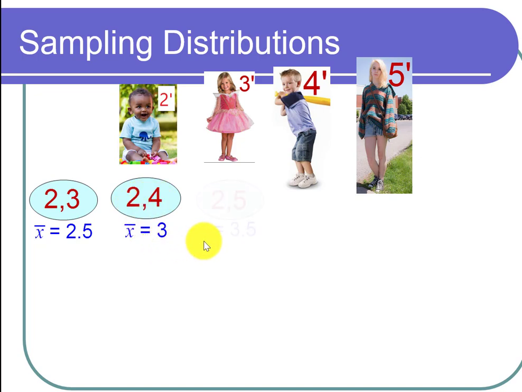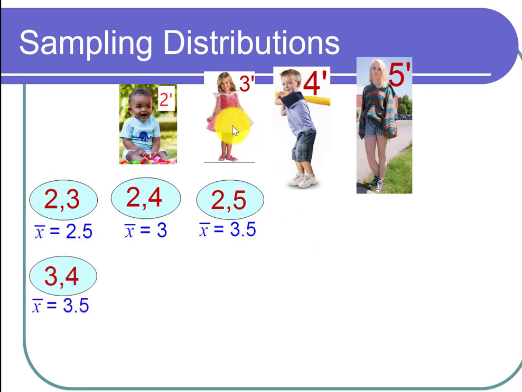I could do more. I could take the sample mean of the first child and the fourth child, and that would be the mean of 2 and 5, which is 3.5. 5 plus 2 is 7. 7 halves is 3.5. Well, I'm not done yet. I could also look at the second child and the third child, and that means I take the mean of 3 and 4, and the average or the mean of 3 and 4 is 3.5.